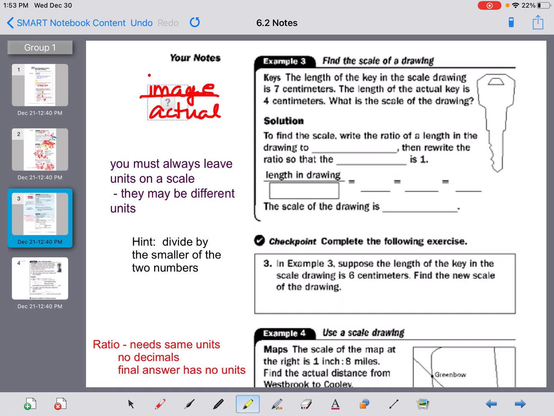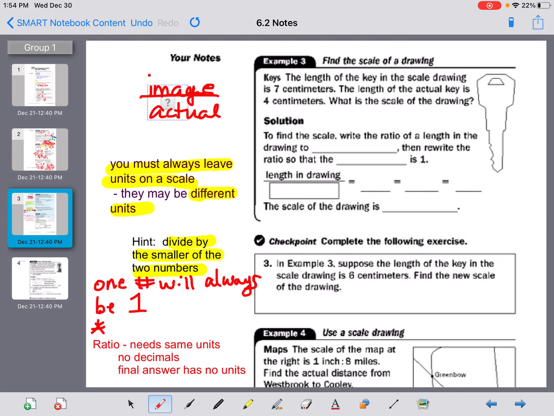Okay, so some key things. You can leave units on the scale, and they can be different. We talked about that in the definitions, okay? We want image over actual. We're going to leave the units on there, and it's okay if they're different. And as a hint, I'm going to tell you to divide by the smaller of the two numbers to get your scale. What that's going to do is one number will always be 1, and it might mean the other number's a decimal.